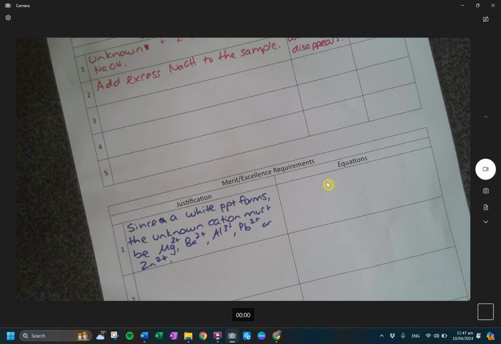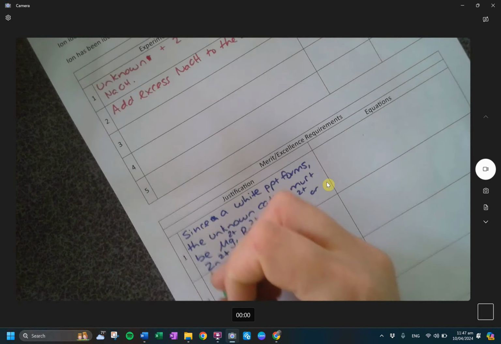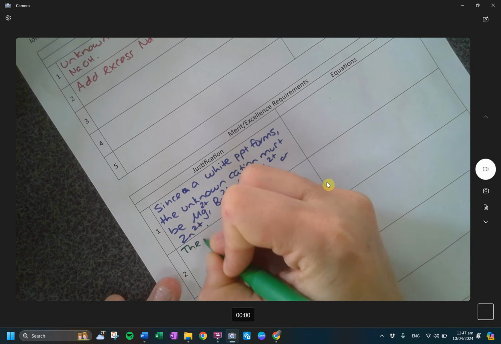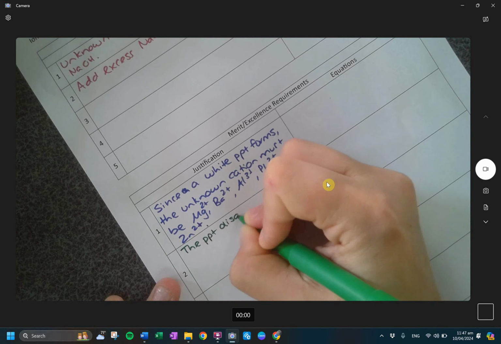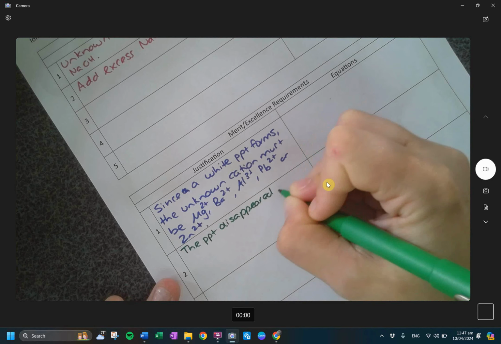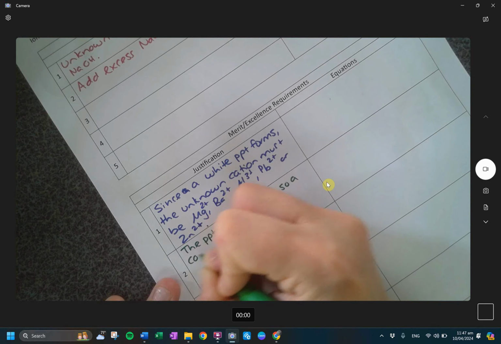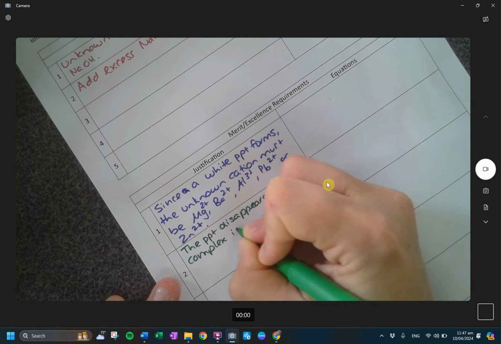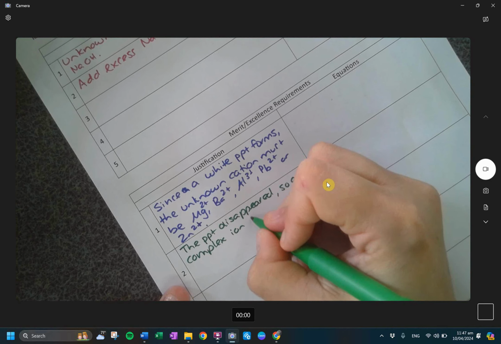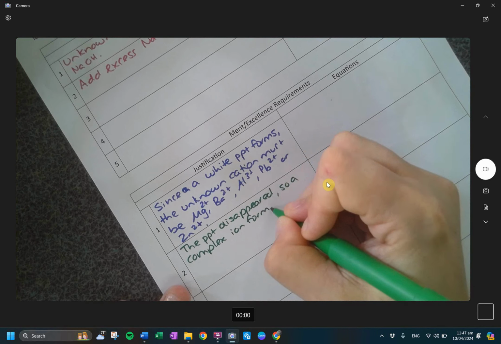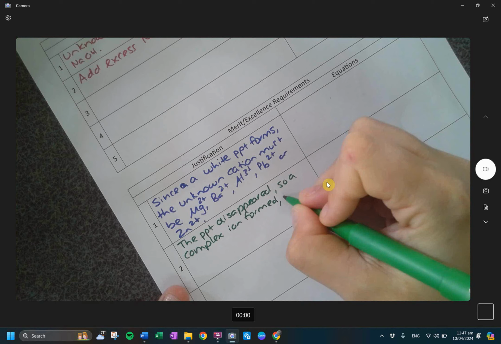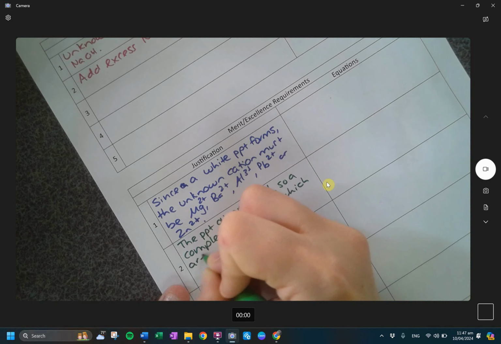All right, we could also justify step number 2. So we know that the precipitate disappears. Why did the precipitate disappear? Complex ions formed, all right? Which are soluble.